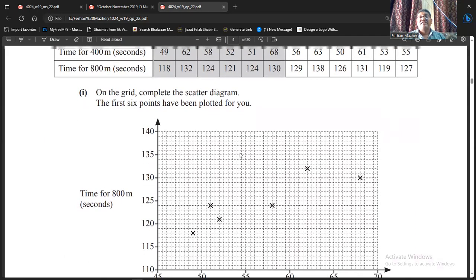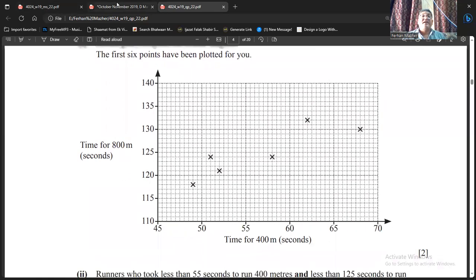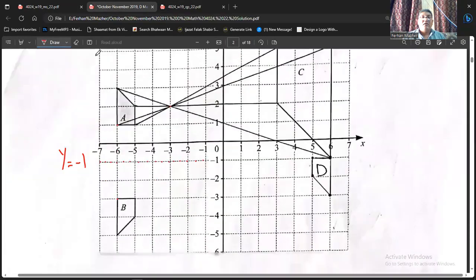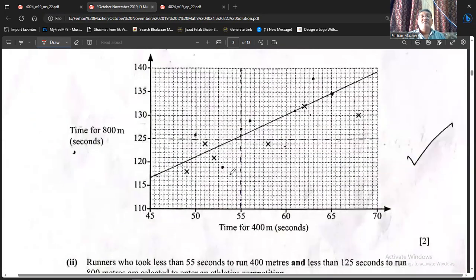So on 56 we will take 129. On 63 we will take 138. On 50 I will plot a point whose coordinate is 126. 61, 131, 53, 119, and 55, 127. So I will plot these points here, and then we will see what happens. So you can see I have plotted all these points.